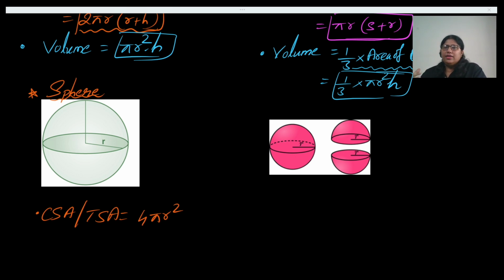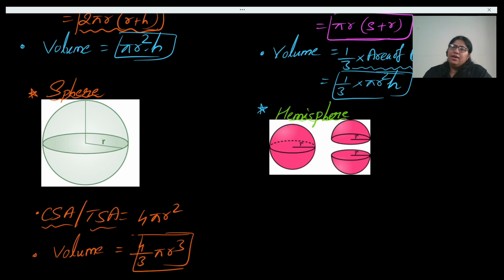Whenever we have a sphere, it is a solid 3D figure, whereas a circle is a 2D figure, and we know how many such faces there are. We see only one curved face here, right? So that's why TSA and CSA are 4 pi r square. Other than that, the volume of a sphere you have to remember: 4 by 3 pi r cube.